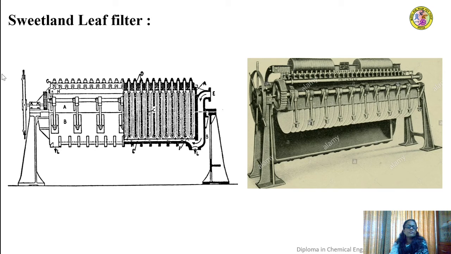So this is the structure of the Sweetland leaf filter. This section we have considered to study how it works. So the entire leaf filter looks like this. It is a rectangular tank in which the leaves are hung from the top of the tank. This is the inlet pipe for the slurry, which is forced to flow through the leaves in the upward direction.